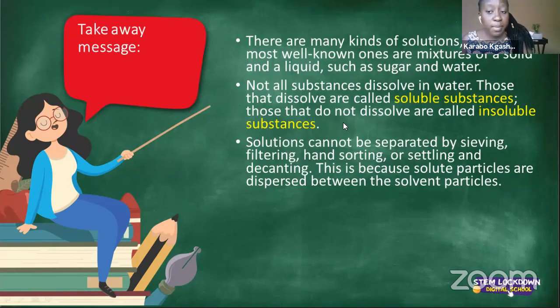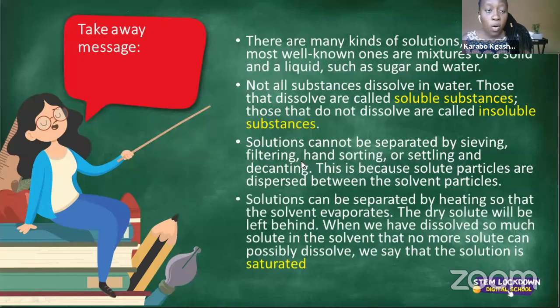Solutions cannot be separated by sieving, filtering, hand sorting, or settling and decanting. This is because solute particles are dispersed between the solvent particles. Also, what I would like you to be aware of is that solutions can be separated by heating so that the solvent evaporates. The dry solute will be left behind. When we have dissolved so much solute in the solvent that no more solute can possibly dissolve, we say that the solution is saturated. Right, just like this over here, all that sugar I added is gone. So this would still mean it's not saturated.